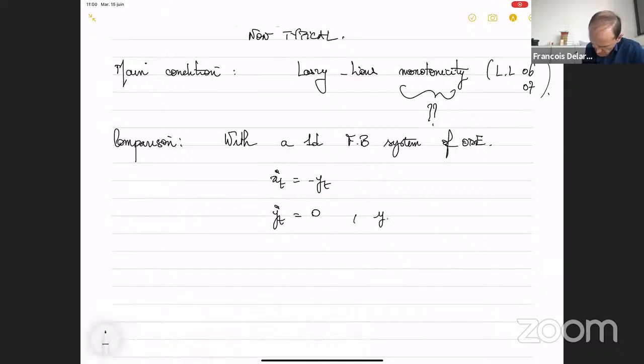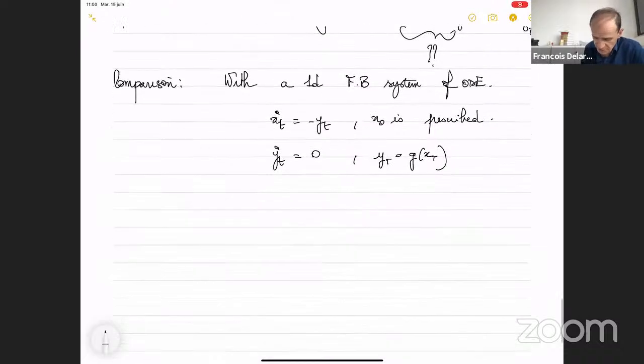And yt is g of xt. So this is an instance of a forward backward system. So once again, x0 is prescribed. And in fact, this system is, at least formally, a system of characteristics of a Burgers equation. This is in dimension one.